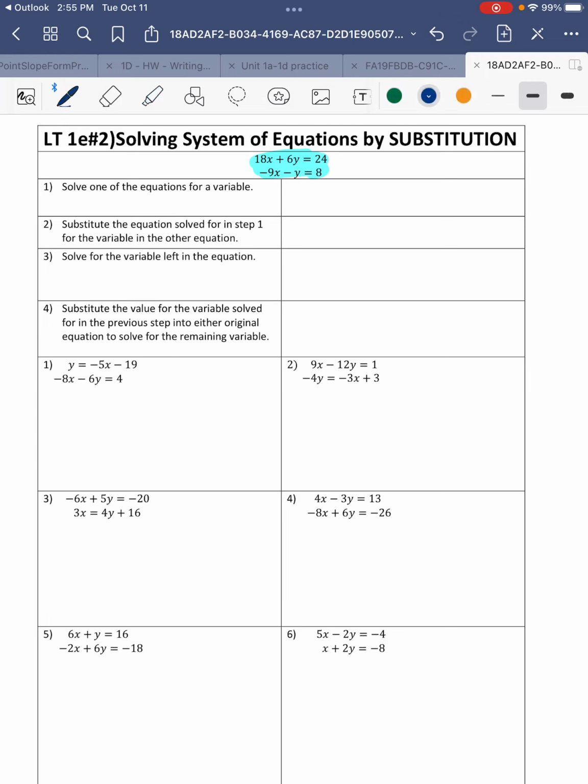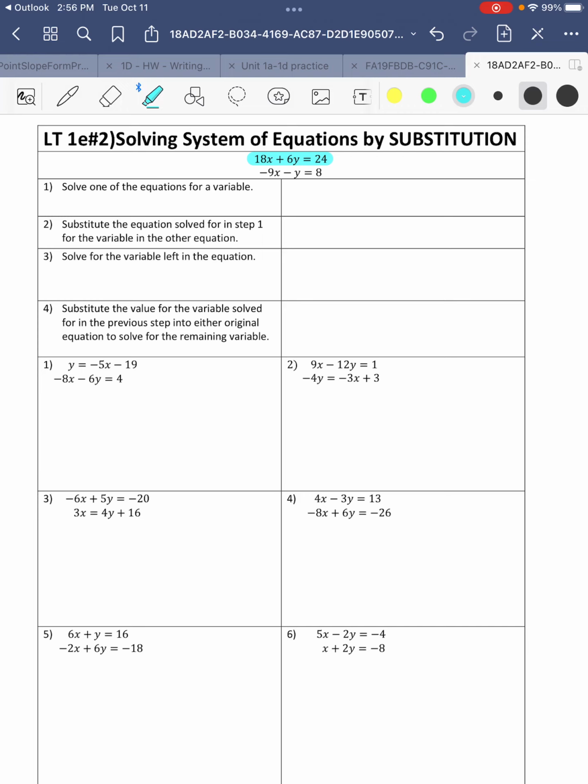This way is by substitution, so this is all by hand, no visual, no graphing. I have our steps over here on the left side. First thing we're going to do is solve one of the equations for a variable. So I look at the equations separately. I'm looking at 18x plus 6y equals 24. Are any of those variables easy to get by themselves, so it says x equals or y equals? They're fairly easy. I could subtract 18x and then divide by 6.